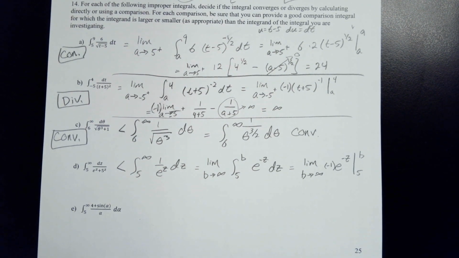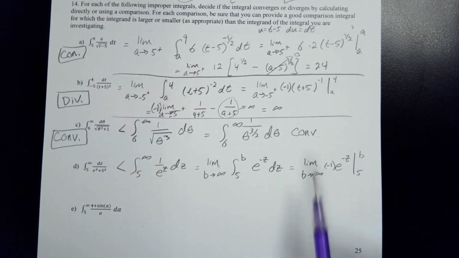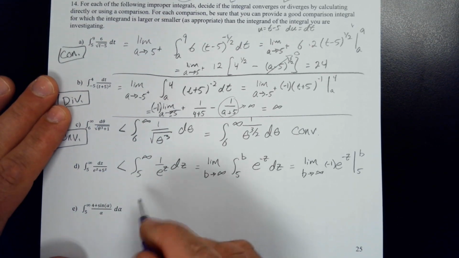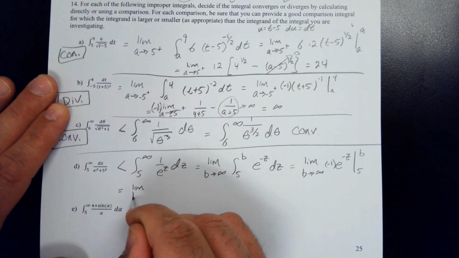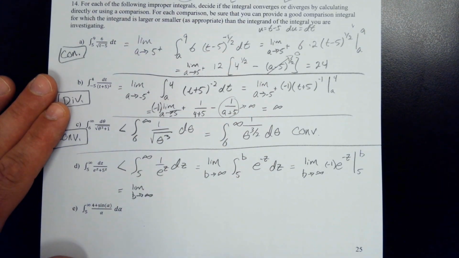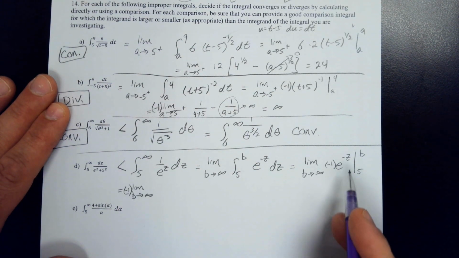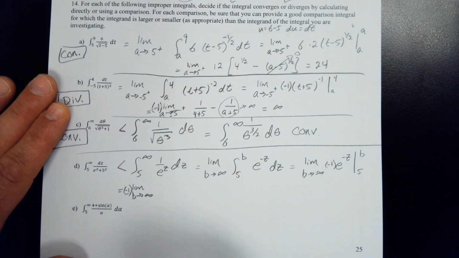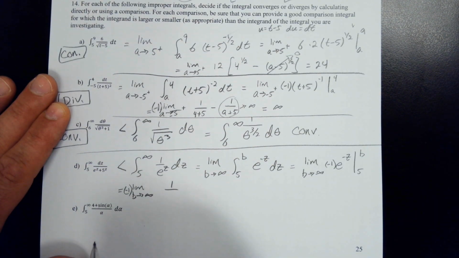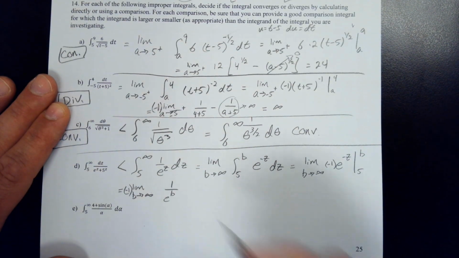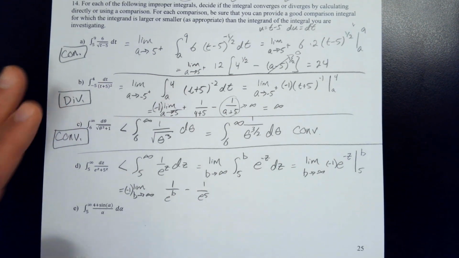Now this doesn't fall right into one of my p-value tests, the little trick from before, but I bet I can still figure this out. This is going to be equal to the limit as b approaches infinity of, I'll take that -1 out, and this is 1 over e to the z. So if I plug in a b, it's 1 over e to the b minus 1 over e to the 5.